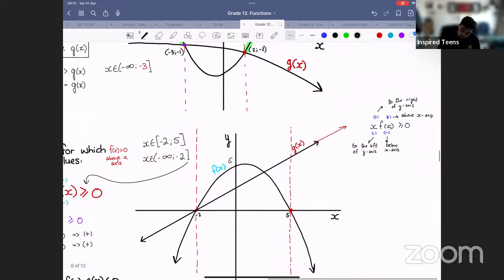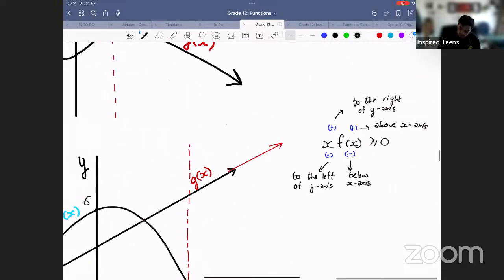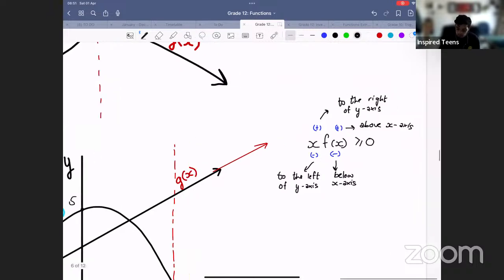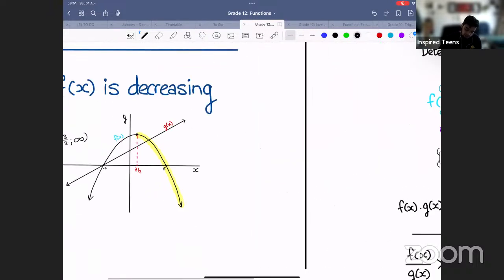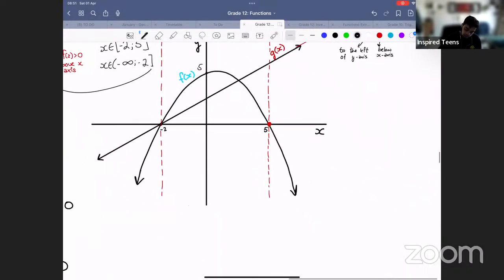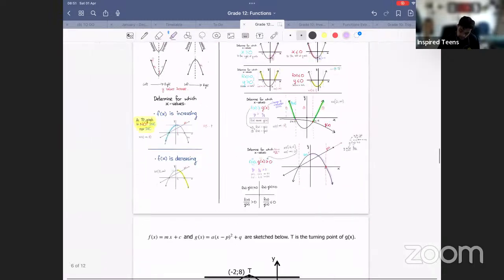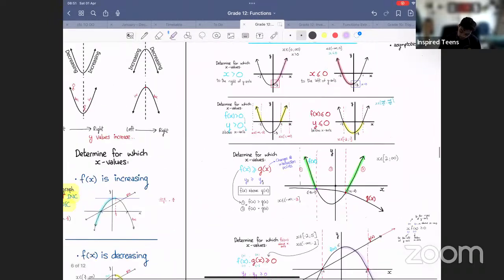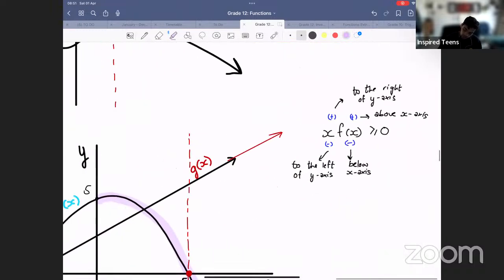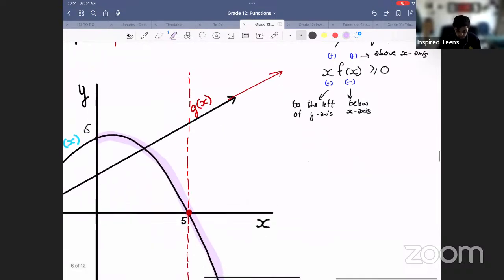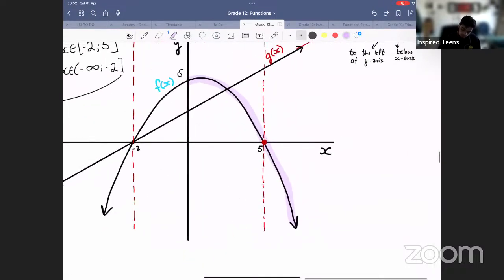Okay, so what did we say? We're looking for the part of the graph that's to the right of the y-axis and below. Sorry, not below. We said to the right and above. So we need to identify the part of the graph that's to the right and above. Keep that in mind.